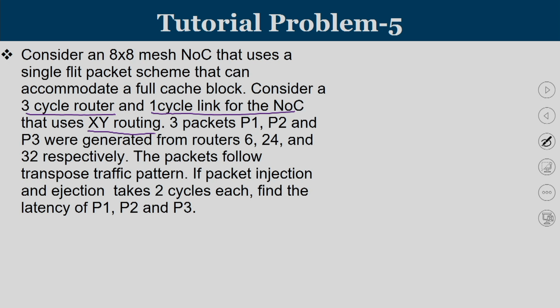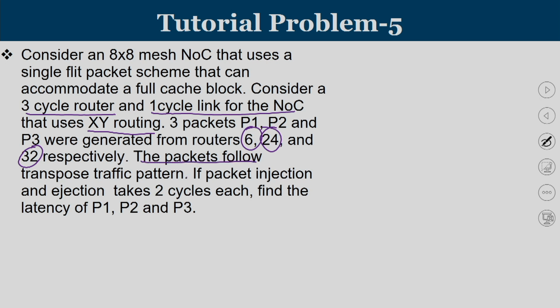So we are talking about 3 packets, P1, P2 and P3 were generated from router 6, router 24 and router 32 respectively. So P1 is starting from 6, P2 is starting from 24 and P3 is starting from 32. The packets follow transpose traffic pattern.